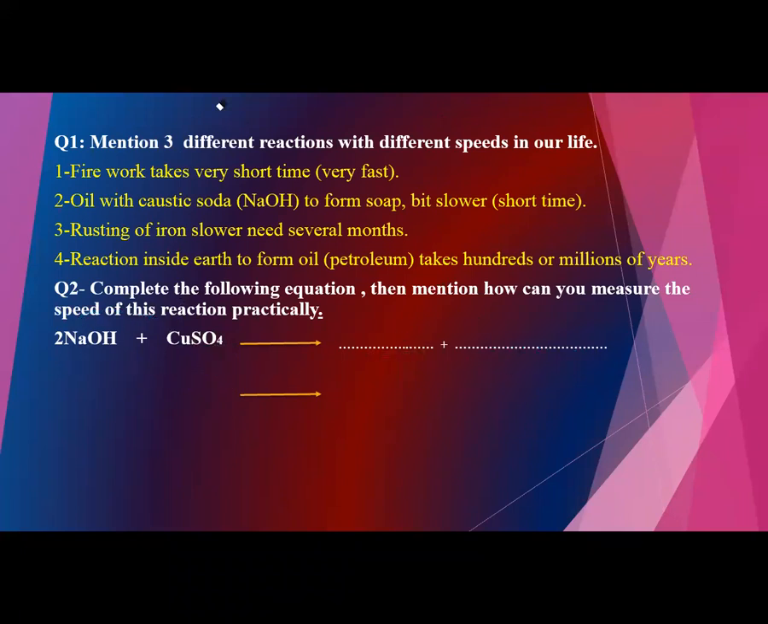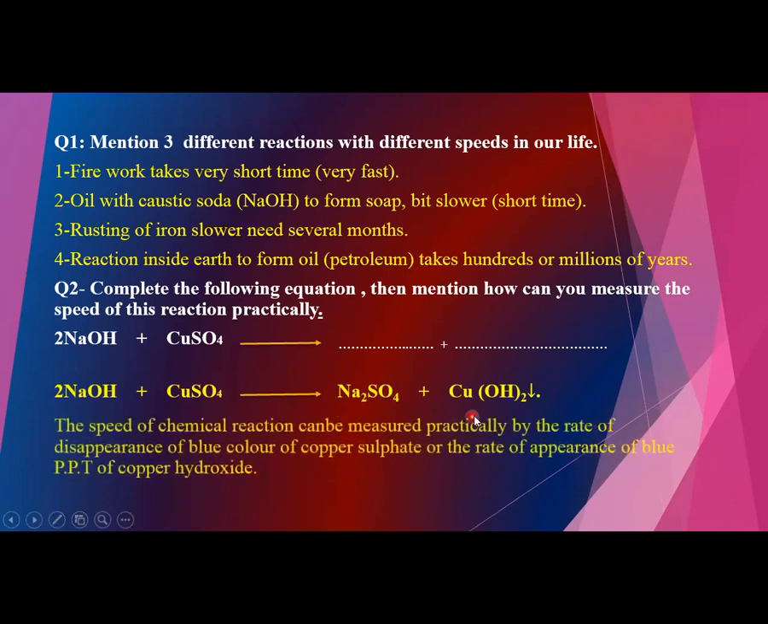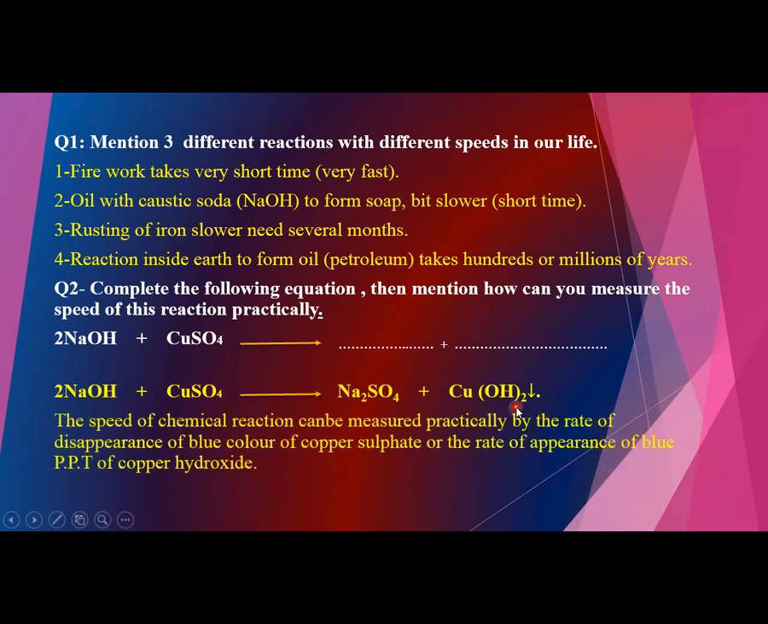Okay, let's see our answer. The answer will look like this: Na2SO4 plus Cu(OH)2. This is a blue precipitate. The speed of a chemical reaction can be measured practically by the rate of disappearance of the blue color of the copper sulfate solution, or the rate of appearance of the blue precipitate of copper hydroxide. Okay. Third question.